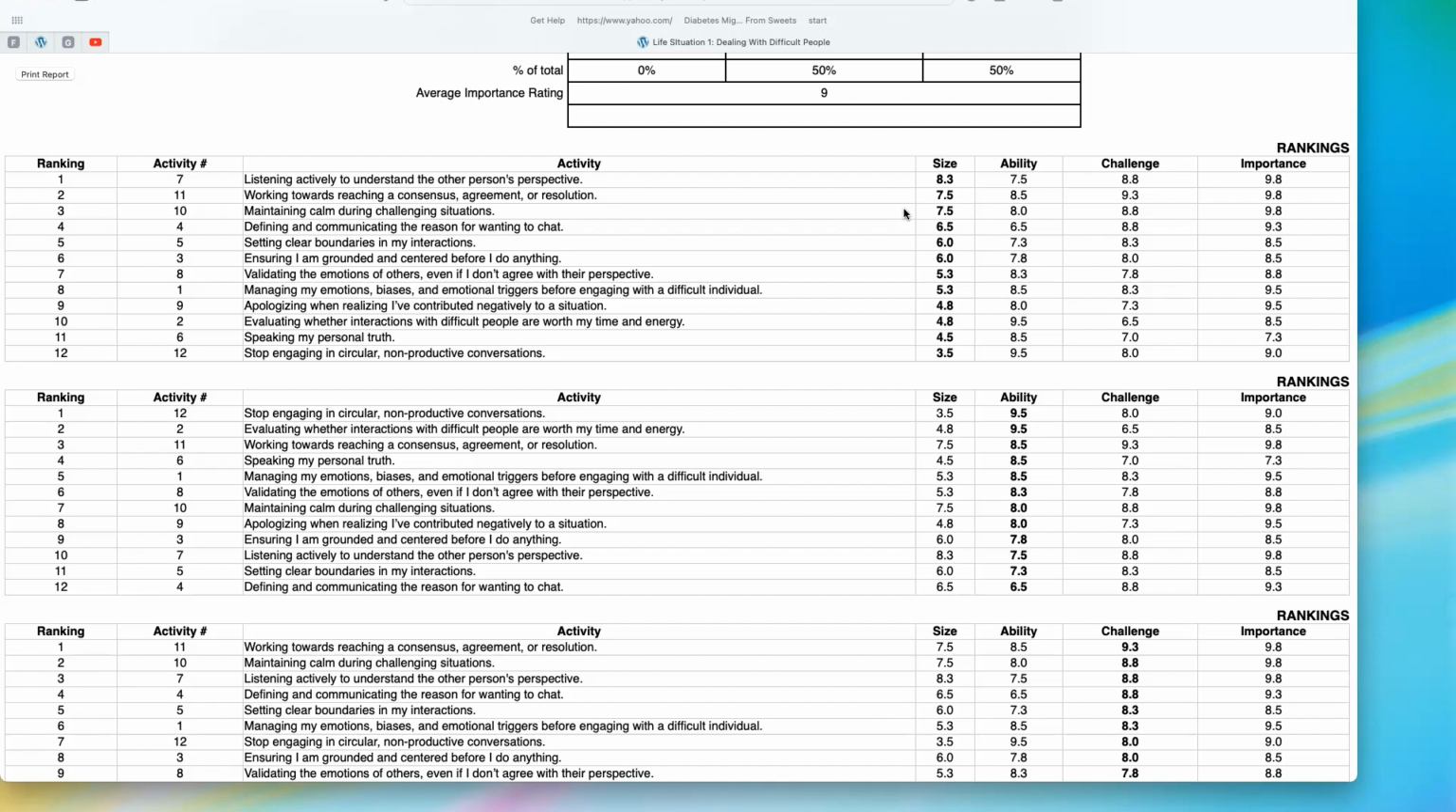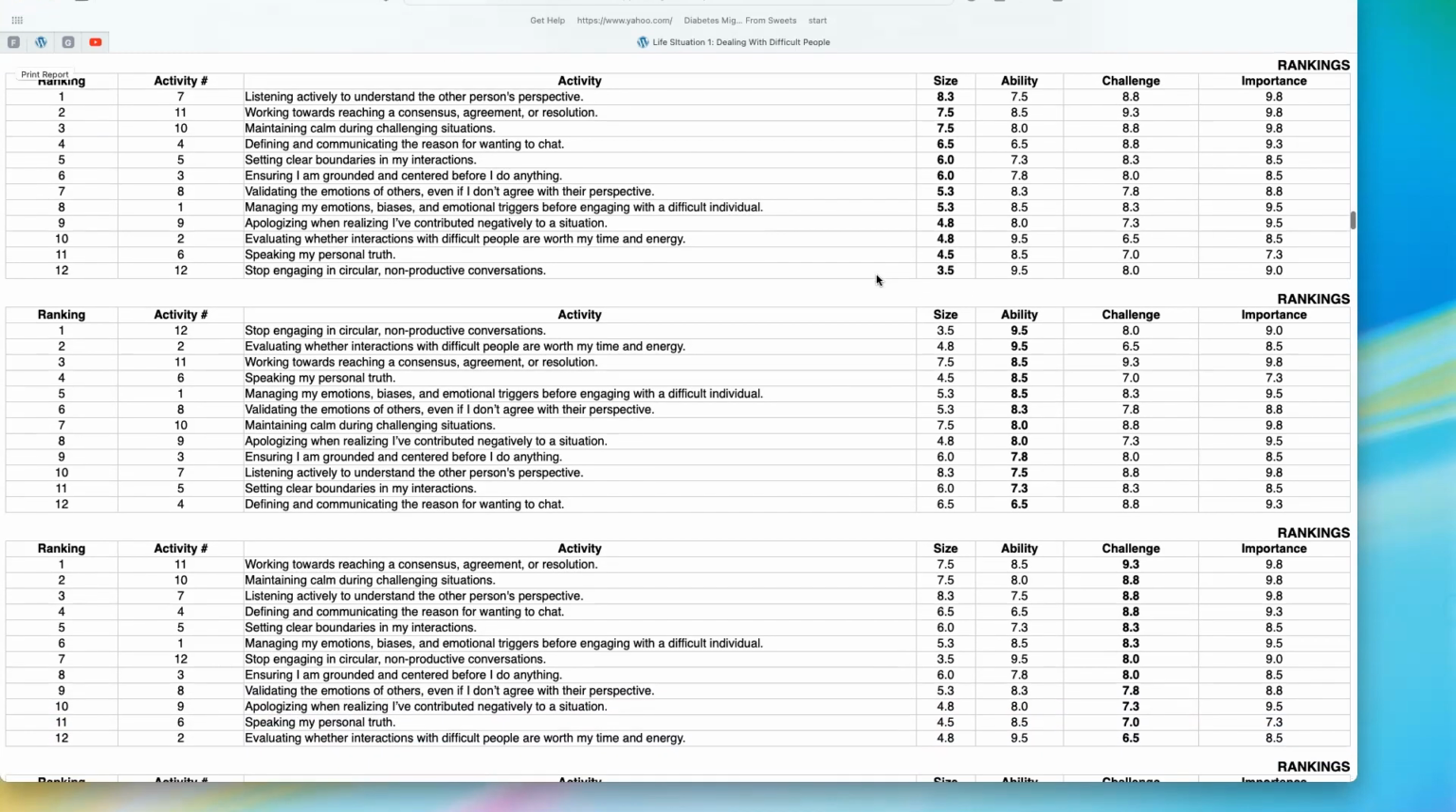Yeah. But interesting, they thought that stopping engaging in circular, non-productive conversations, those that never go anywhere, they just go around and around and around, and the only way to stop it is to just stop it, don't engage in what's going on. People consider that one to be a very small activity. So it's interesting to look at that.